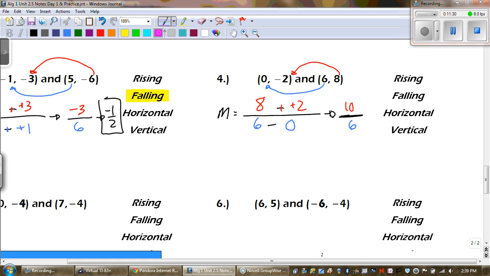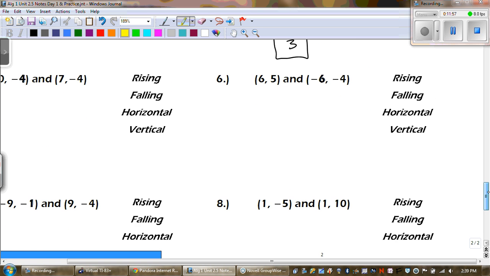And one thing that we said is to make sure to reduce. So what number goes into both 10 and 6? And that's 2. 10 divided by 2 is 5. And 6 divided by 2 is 3. So we get a slope of 5/3. And that is what? Positive. So it's rising. Okay? Let's do one more together.